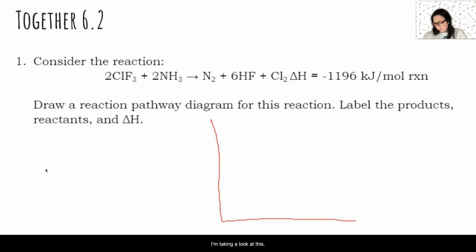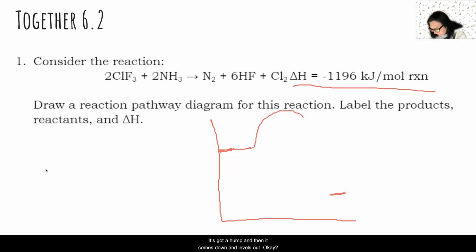I'm taking a look at this. The only indication that they're giving me is my delta H value. This is going to tell me if I'm exo or endo. Look at it, pause, think about it. It's negative, exothermic. It doesn't matter where you put them, but my reactants are here, my products are here. Please, for the love of all that is good in this world, do not do some crazy looking graph. Make sure it looks like the graphs that we draw. It's got a hump, and then it comes down and levels out. Don't do anything weird, because some of you do weird drawings and you need to stop it. This is what they all look like.